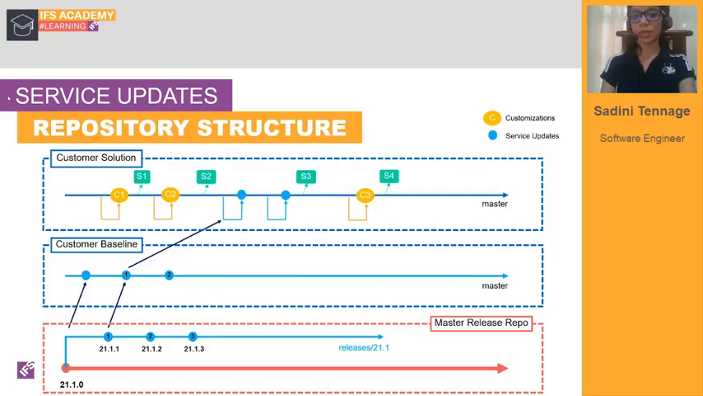To recap, the service update will first be fetched from the master release repository onto the customer baseline repository, and secondly from the customer baseline repository onto the customer solution repository.